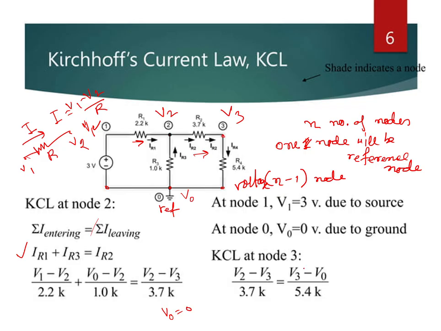This is the way you can write KCL, and then you do the calculation. When we do the numerical, we will do the calculation and find the values. But this is the way we write KCL. Again, I am saying these are assumptions of direction. If you take IR3 flowing from node 2 to 0, your equation will change, but at the end of the day, you will get the same result.